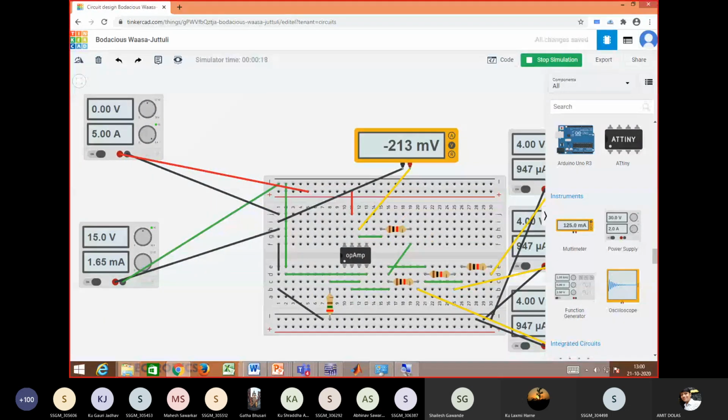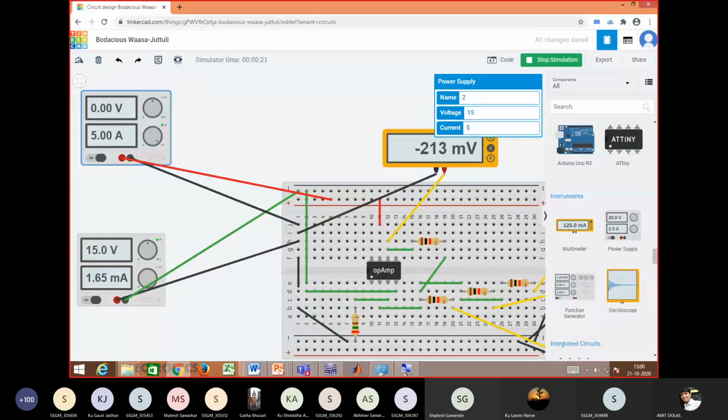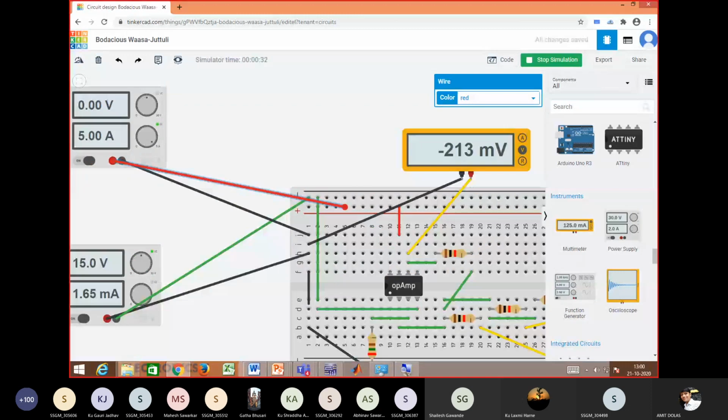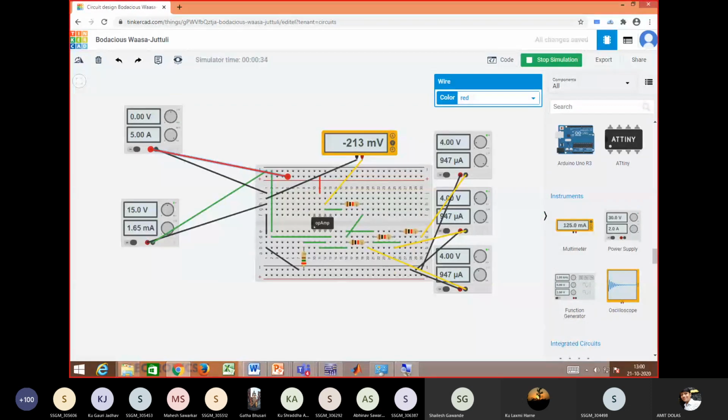The voltage of the second power supply is automatically going to 0. That means somewhere it is shorted. We are not able to see it, but it is shorted somewhere. So we'll sort out this problem later on because we don't have time today.